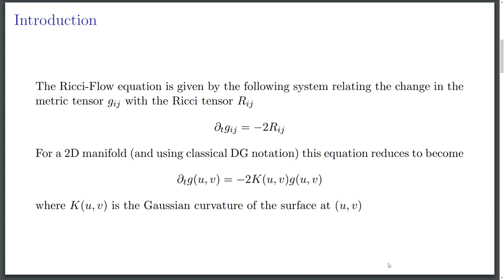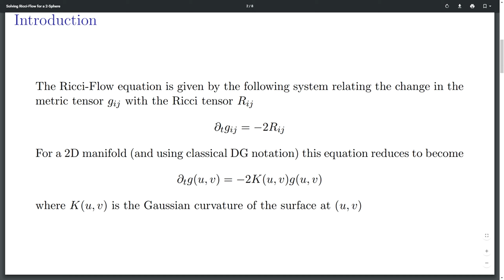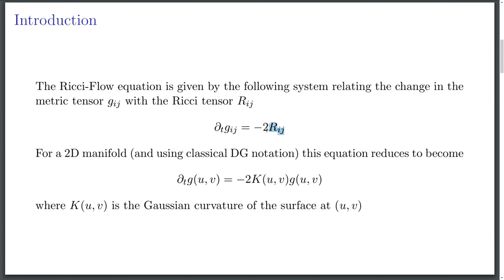Ricci-Flow is basically this equation we see here, which basically tells us that the rate of change of the metric tensor is proportional, with some constant, to the Ricci curvature tensor at each point. So basically, what the hell am I talking about here?